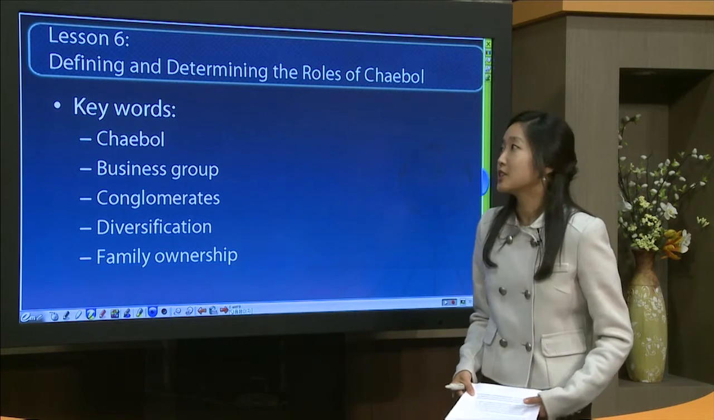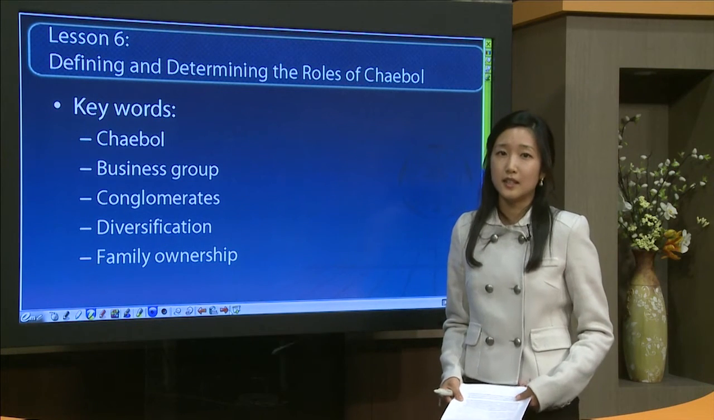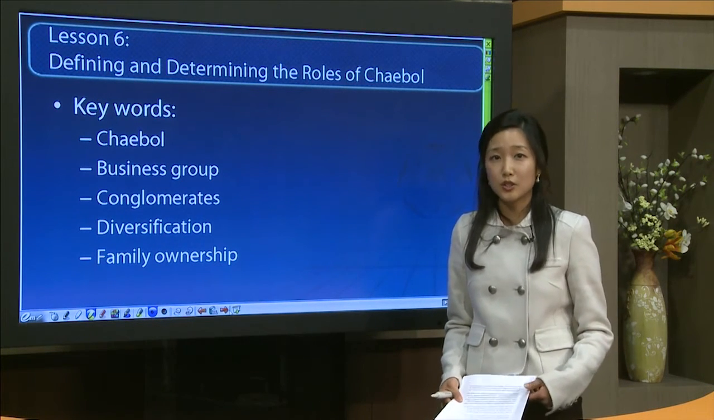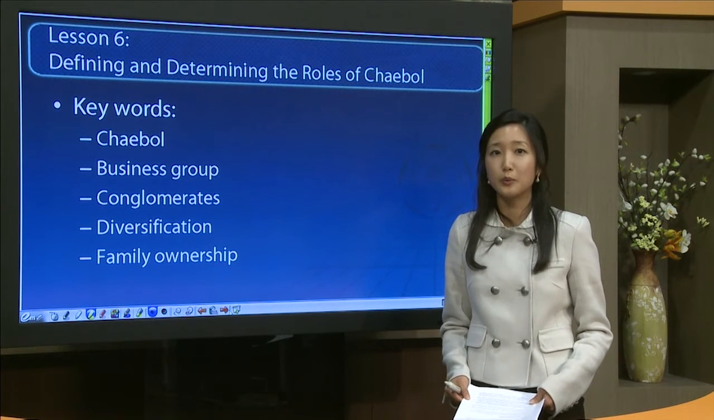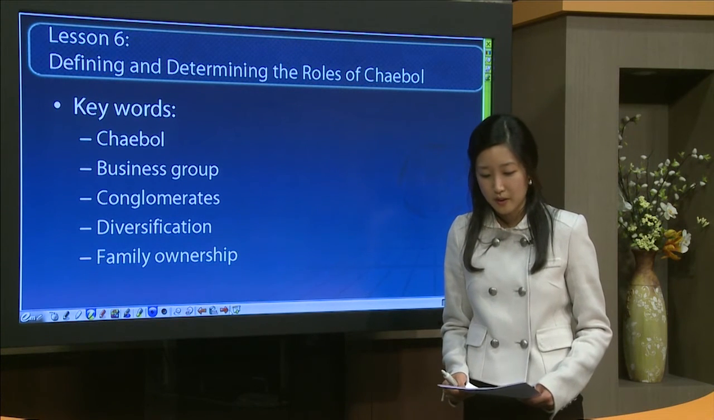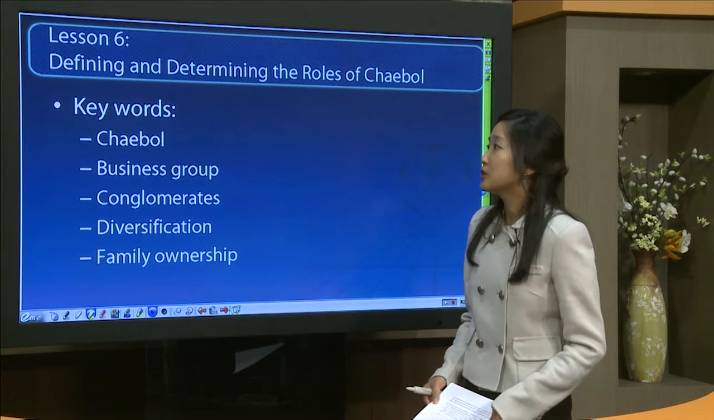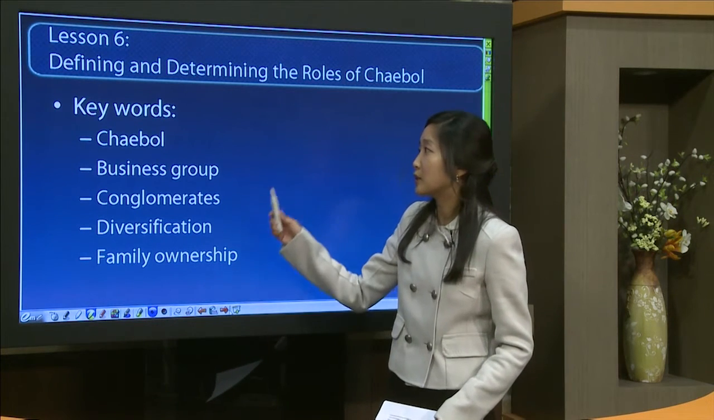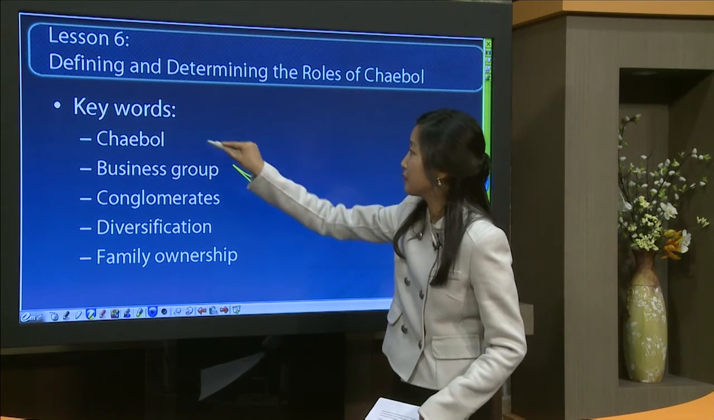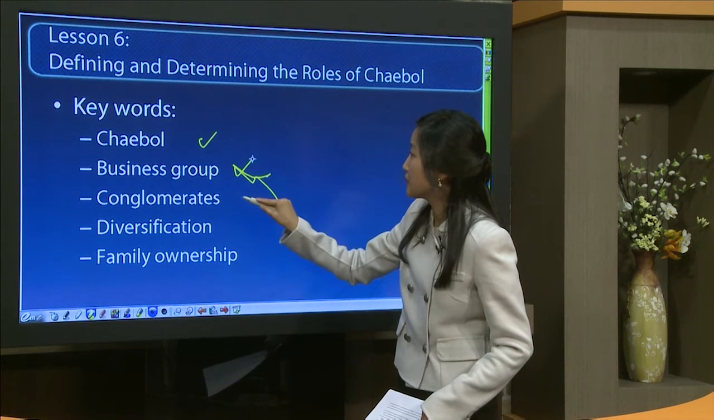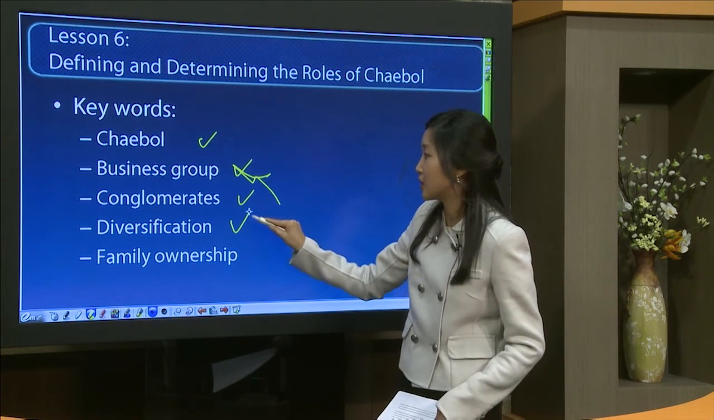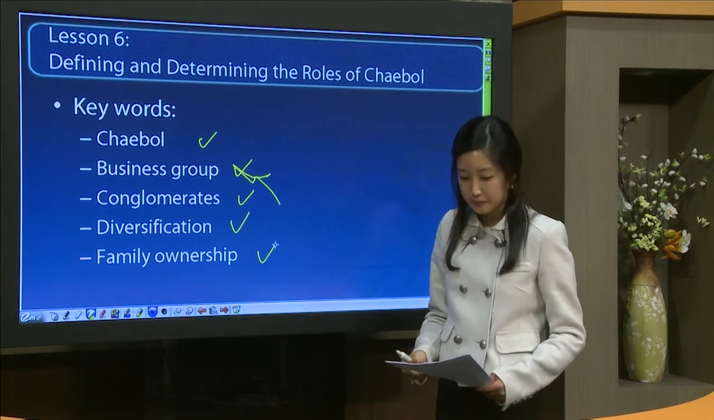By the end of this lesson, you should have a fairly good idea of the key traits and structures associated with chaebols and the role of the chaebols in the Korean economic development. You should also have a good grasp of the following keywords: chaebol, business group, conglomerates, diversification, and family ownership.